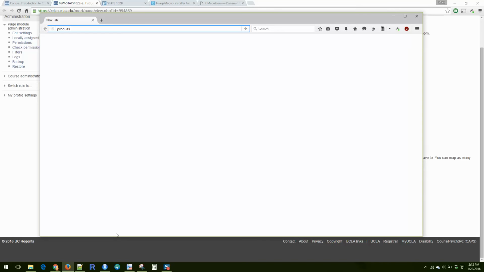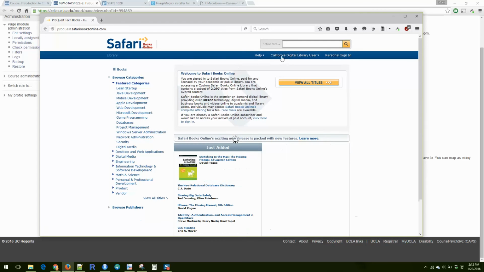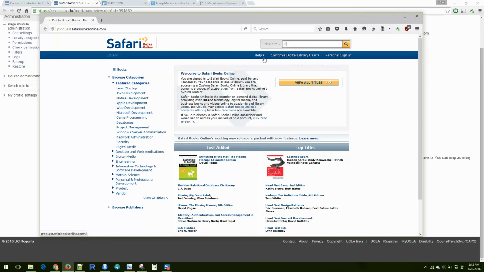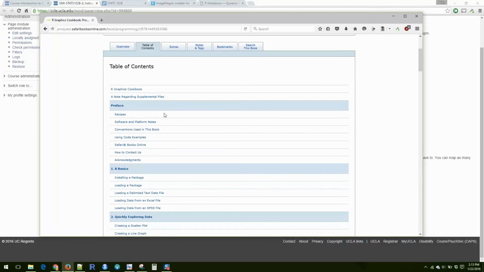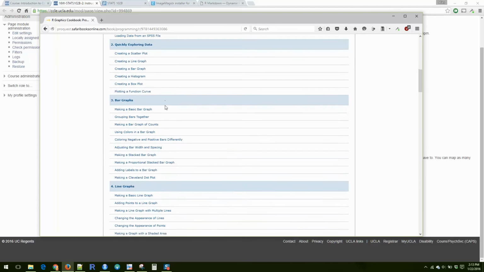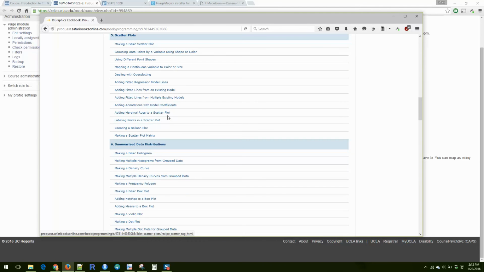So if we go to proquest.safaribooksonline, there is an R Graphics Cookbook. Okay, so the web address is proquest.safaribooksonline. We'll look up the R Graphics Cookbook, and if you want to mess around with the size, go to, let's see, creating a balloon plot, I think is what we want to do. Let me just check and see.